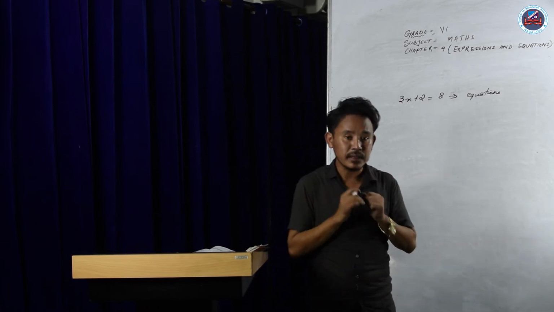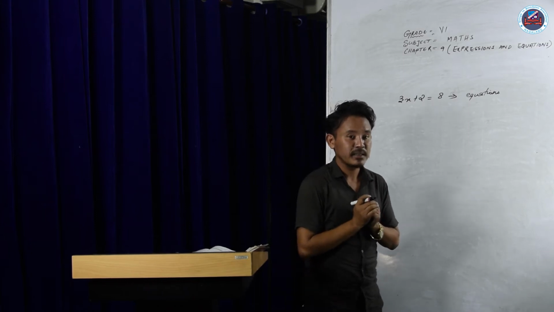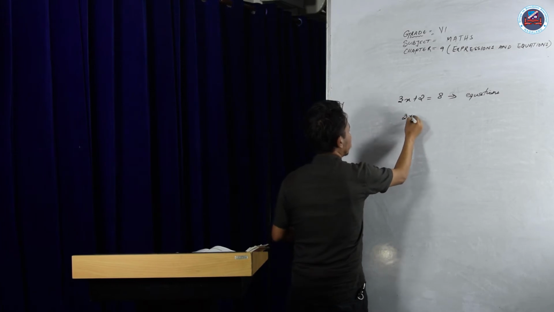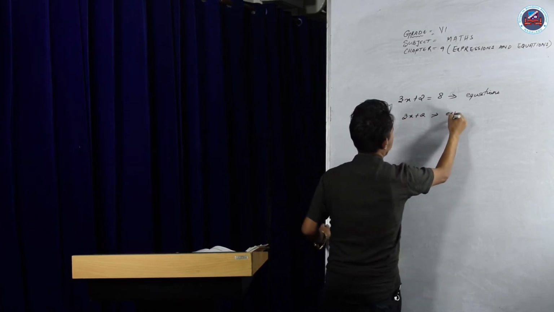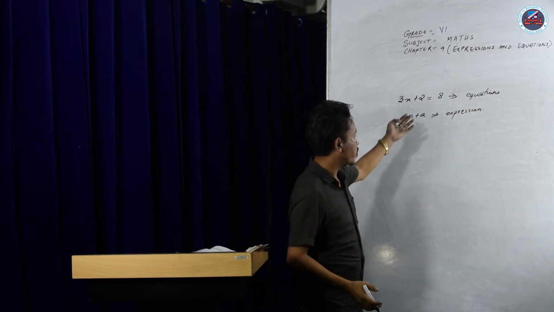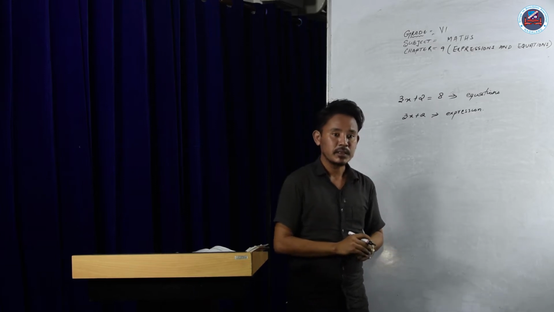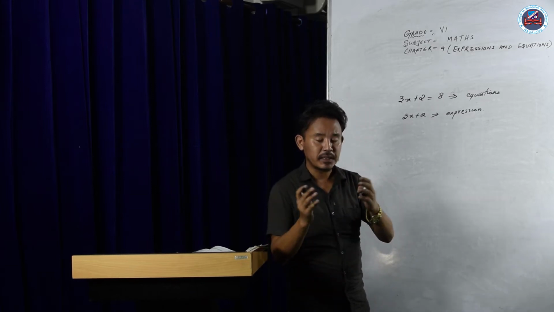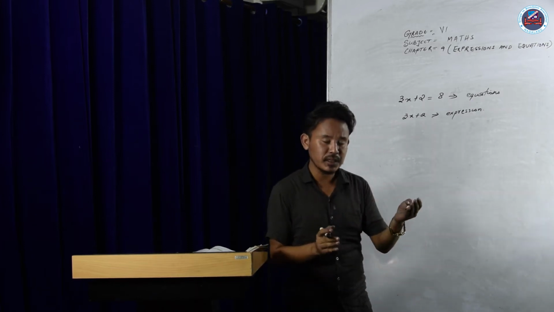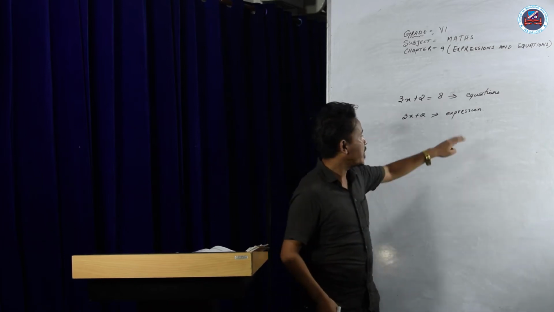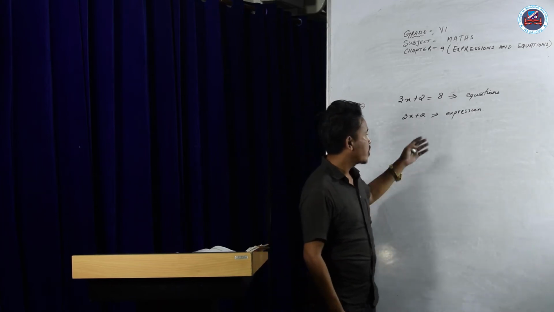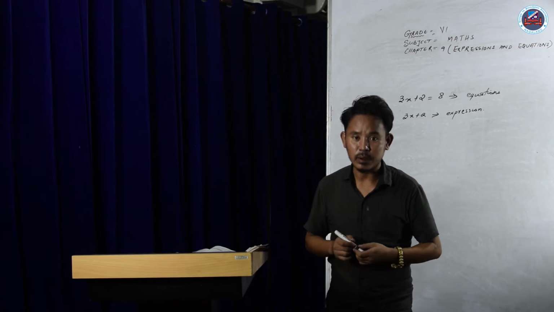What is an expression? An expression also contains numbers and letters, but it does not contain an equal sign. Example, 3x plus 2 is an expression. I hope you are clear with this. This is the simplest way I could make it clear for you. So the difference between an equation and an expression is that an equation contains letters and numbers followed by an equal sign, whereas an expression contains numbers and letters but does not contain an equal sign. I hope you understood it.